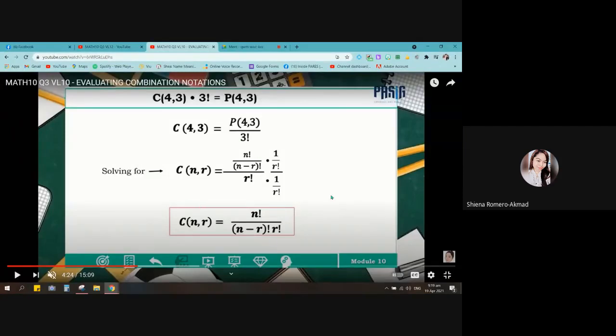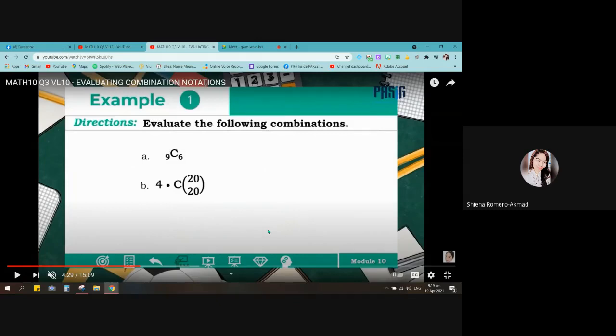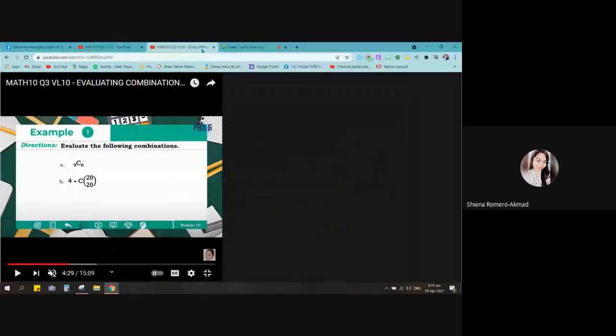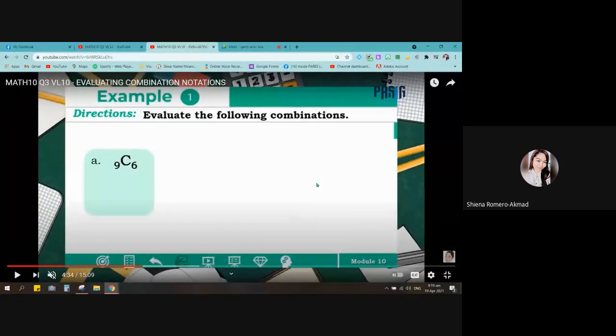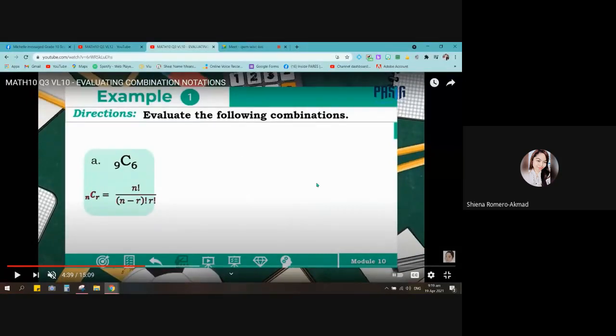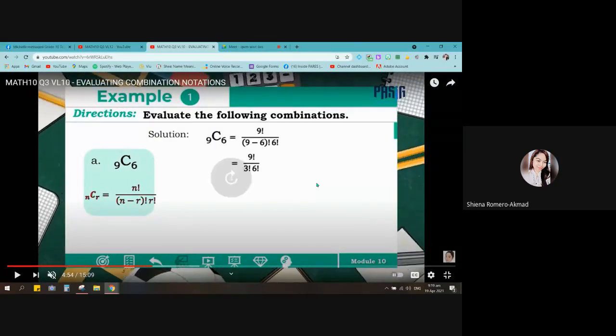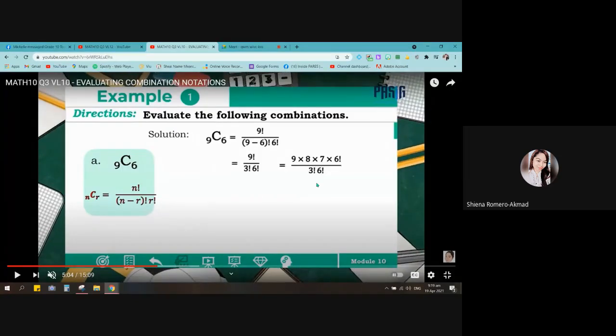Okay, so we have the formula for combination as combination of n taken r at a time is equal to n factorial divided by n minus r factorial times r factorial. So if we evaluate the following combinations, anong magiging itsura niyan? Ay, may solution naman pala dito, so ito na lang. So yung combination of 9 taken 6 at a time, we use the formula. So we'll have 9 factorial divided by 9 minus 6 factorial times 6 factorial. Magiging 9 factorial divided by 3 factorial times 6 factorial.